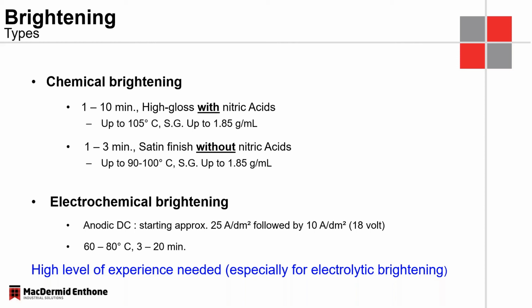The electrochemical brightening, we see this here. We're having currents of 25 amps starting currents, very high voltages as well. They run a bit lower in temperature, but the processing time for an electrochemical brightening process will be significantly longer, anything up to 15 to 20 minutes.